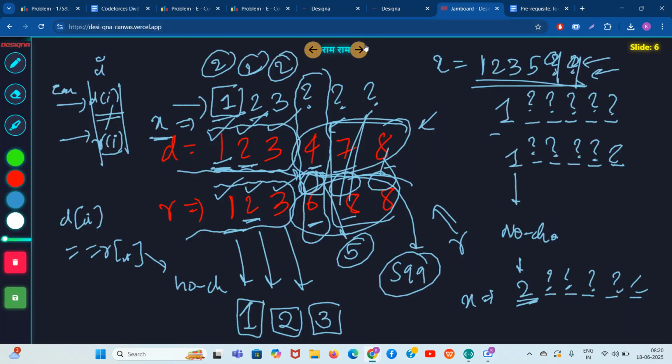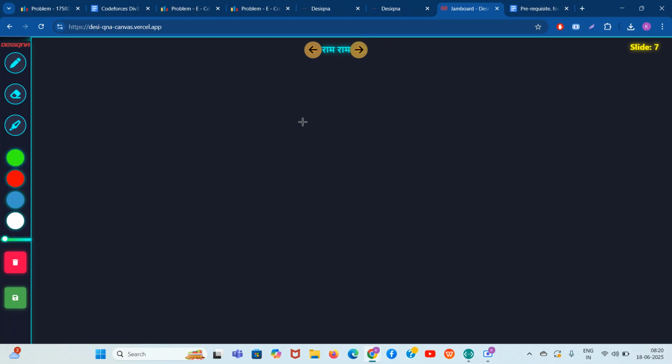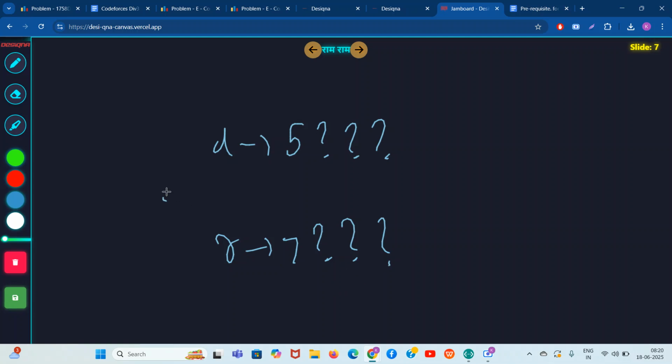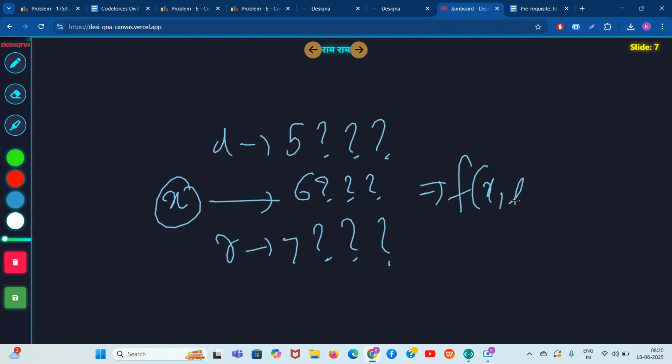I mean to say, if this is any number L and this is any number R, no matter what is at the question mark, you can take an X which is 6 question mark question mark question mark, and f of x comma L plus f of R comma X will be 0. Okay, f of x comma R will be 0.